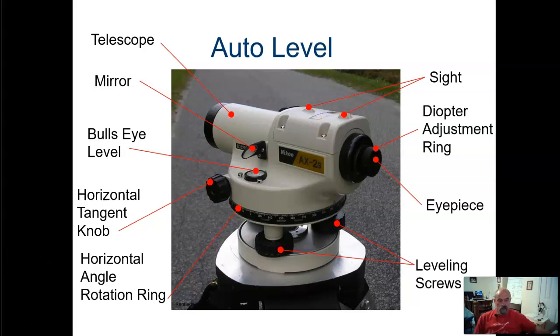The sight can be used to roughly align the telescope with the rod position, and then rotation of the horizontal tangent knob results in a fine adjustment. The horizontal rotational swing is used to approximate horizontal angles. Rotating the diopter adjusting ring, which surrounds the eyepiece, can sharpen the crosshairs when viewed through the eyepiece.